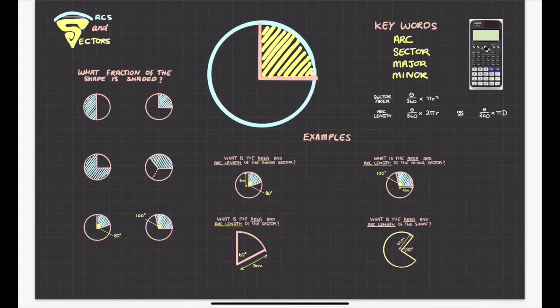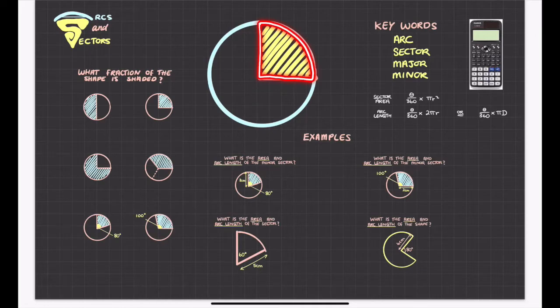Hey guys, in this video we're going to talk about arcs and sectors. An arc is part of your circumference, so here this part in red that I'm labeling there, that could be an arc, it's this line. And a sector, so here for example the one that I've shaded in here, is part of your circle.